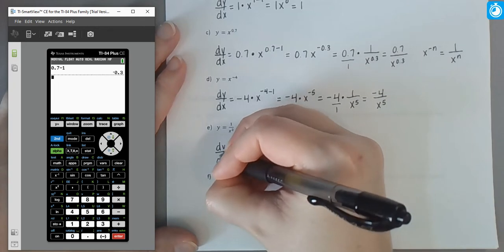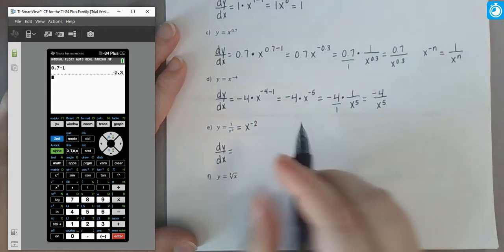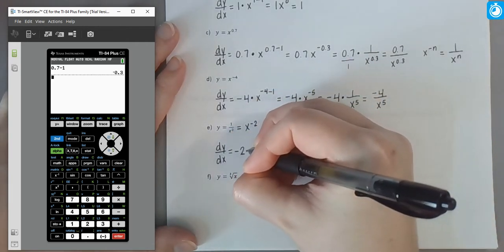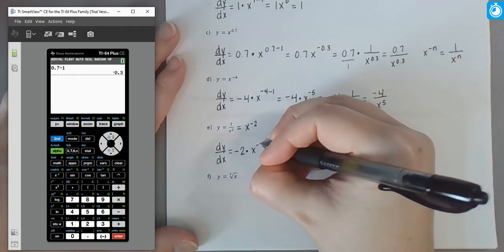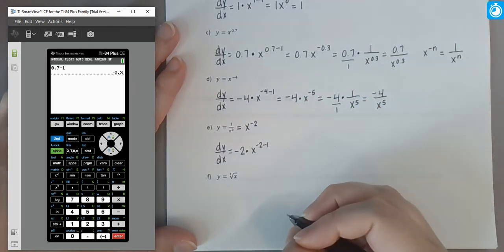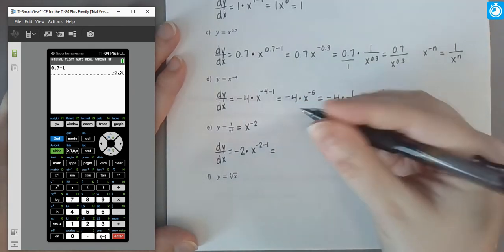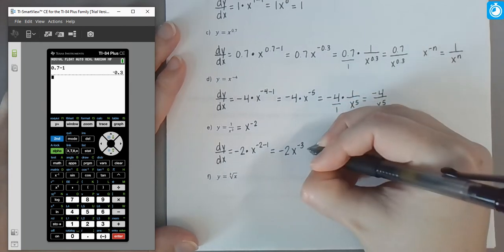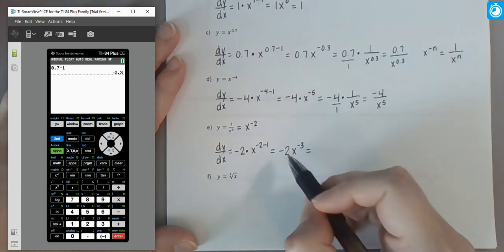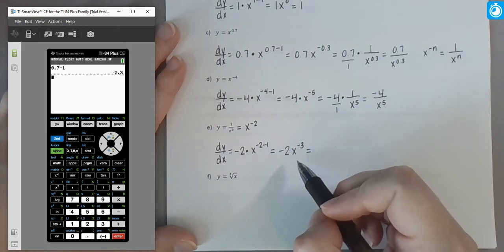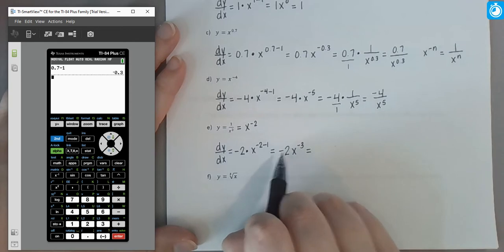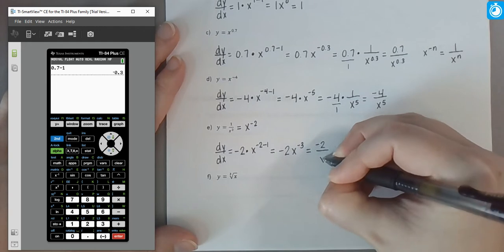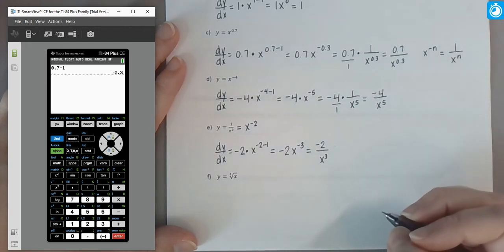So the derivative of y with respect to x is defined as, bring your exponent down, so negative 2, and then take the original exponent, subtract 1 from it. So that's going to be -2 times x to the -3. Take the reciprocal. Let's see if we can get to the final step in one step here. So -2 and then 1 over x cubed. So the -2 will be in the numerator and then the x cubed will be in the denominator.